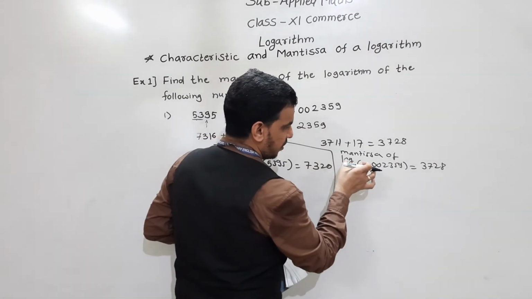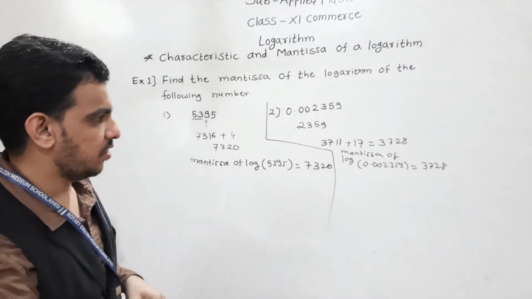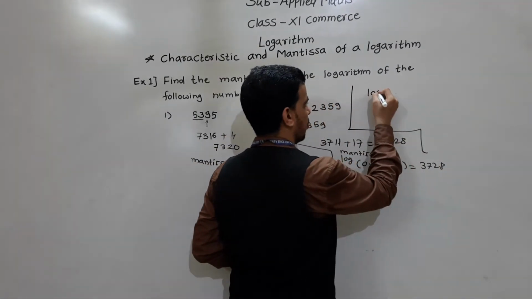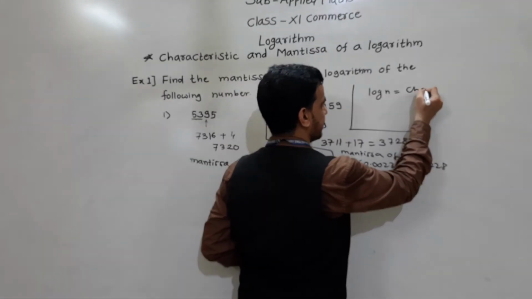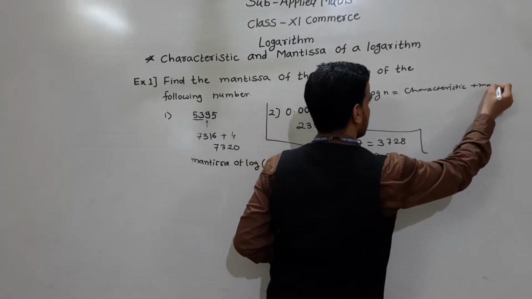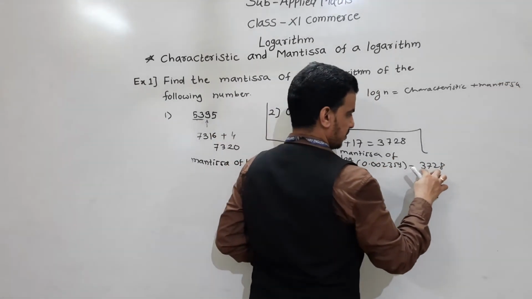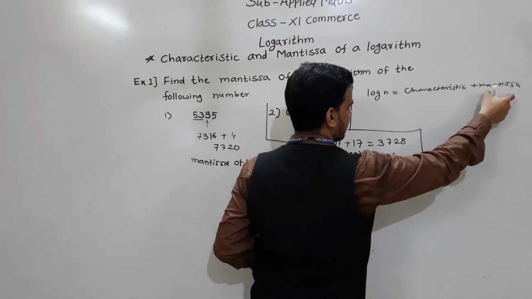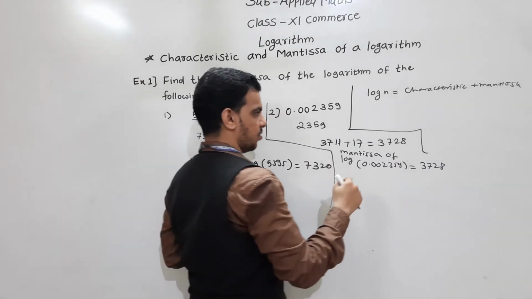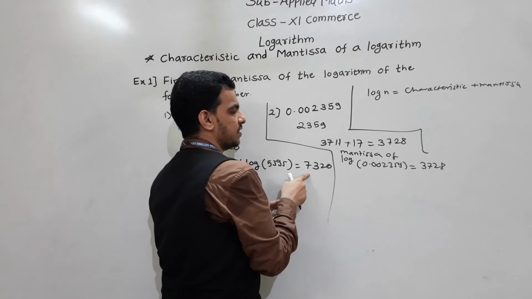Log of this number is different, because when we find log, we already explained that log of n is equal to characteristic plus mantissa. Okay, so 3728 is the only mantissa. And this mantissa is less than 1, means actually it is 0.3728. Here also it is 0.7320.